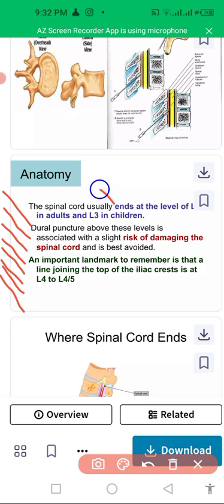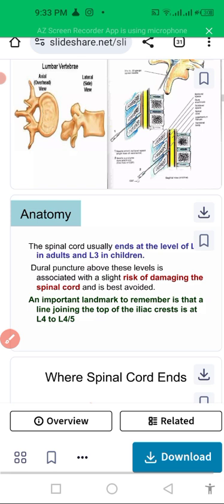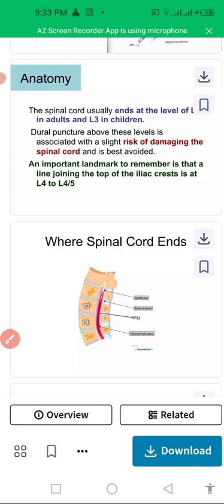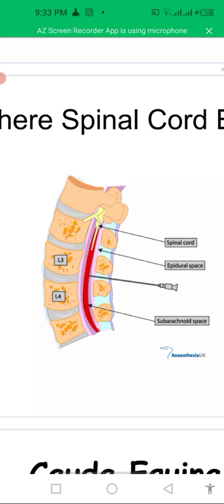The spinal cord ends at the level of L1 in adults and L3 in children. So dural puncture should be done below these levels; above L1 in adults there is a risk of spinal cord damage. An important landmark to remember is that the line joining the tops of the iliac crests is at L4-L5, where you do the spinal tap. The spinal cord ends at L1 in adults and L3 in young babies and kids.